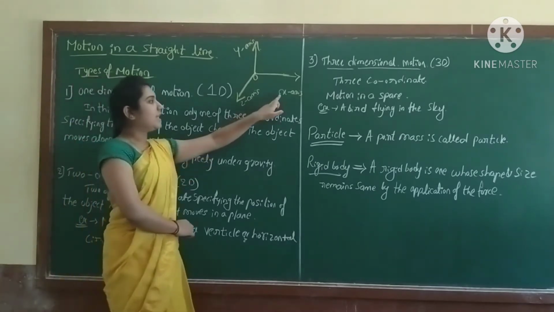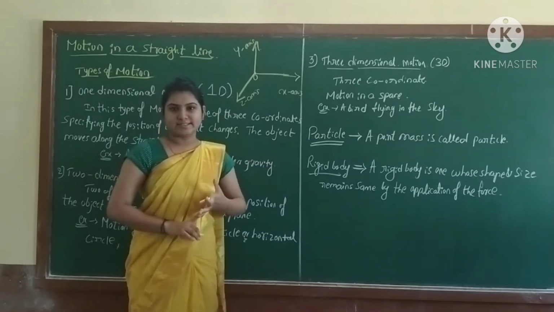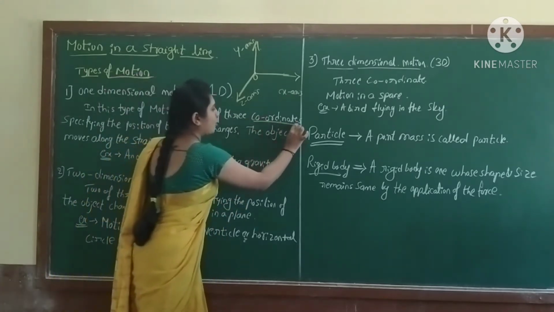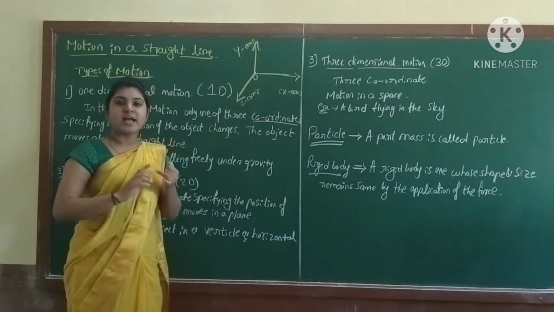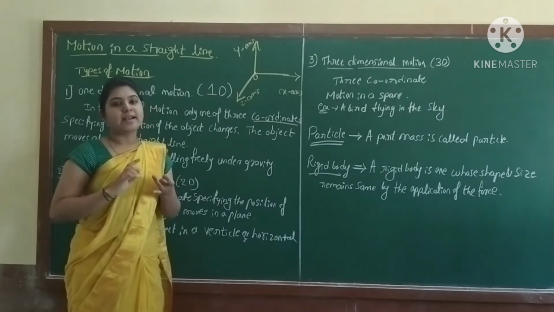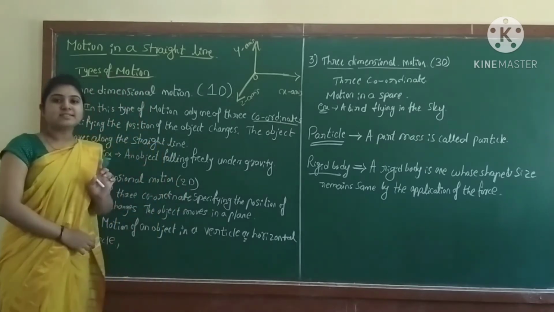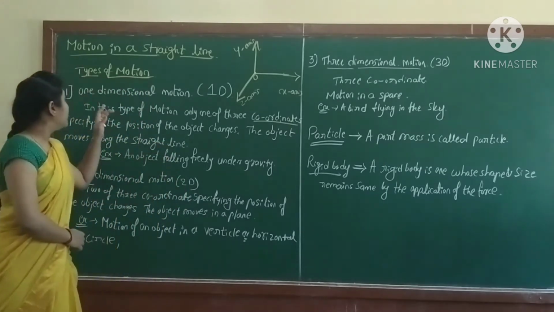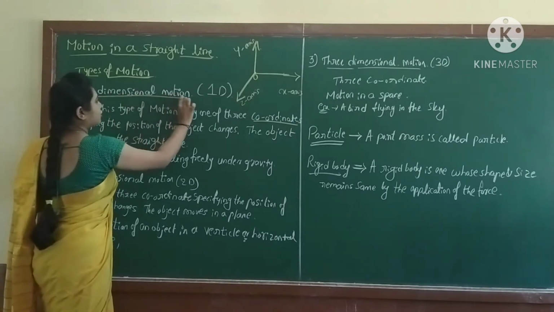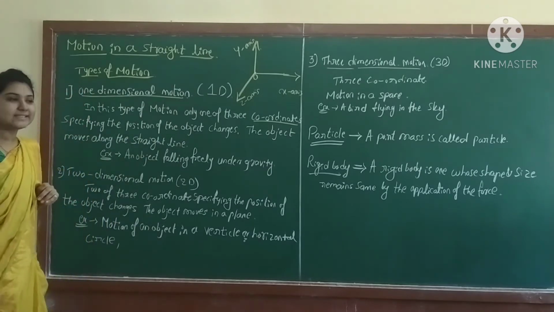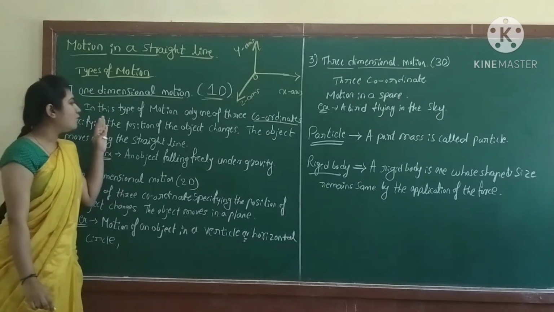See now, this x, y and z, what do we call these? Coordinates. So how many coordinates do we have? Three coordinates: x coordinate, y coordinate and z coordinate. Understood? So now we will discuss the first type of motion, that is one-dimensional motion, or also we can say 1D motion.